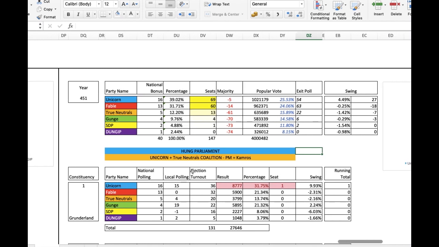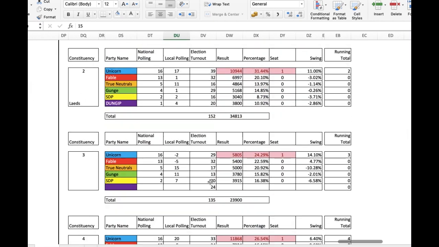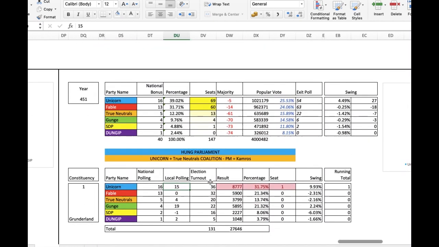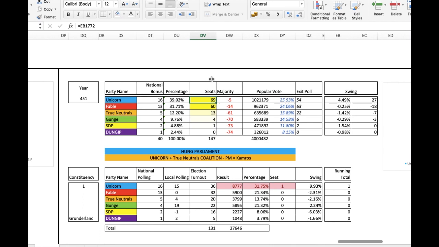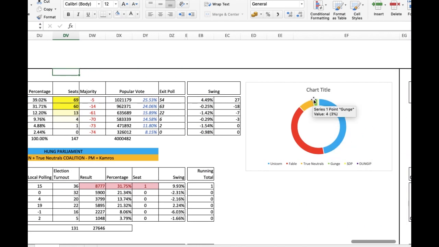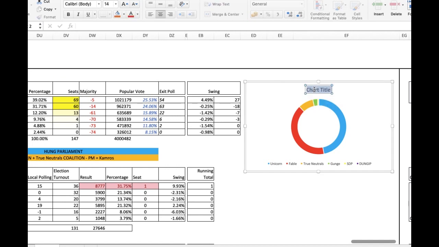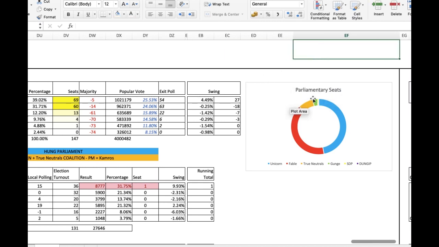So again, local polling, this is getting boring now, I'm sure, for some of you. Local polling, updated from previous time. Same with national polling, and then rolling several thousand dice to get a new result, with it coming out as a hung parliament. And here's what the parliamentary seats looked like in the end.